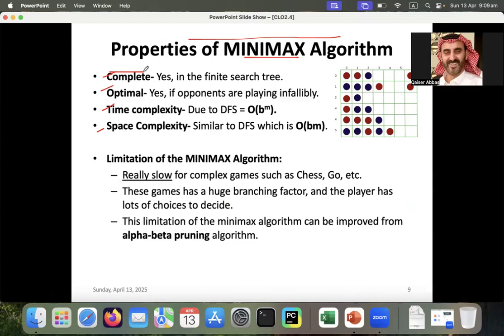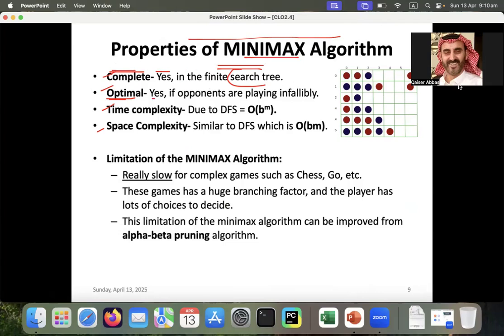So that's why we are saying complete. For depth first search, we said it is not complete, because if you have loopy paths, if you have infinite state space, then it is not complete. But if you have a finite state space, or a finite search tree, then it is complete. Similarly, when it is not complete, you can say it is not optimal. But if the search tree is finite, then it is complete, and you can also say that it is optimal.